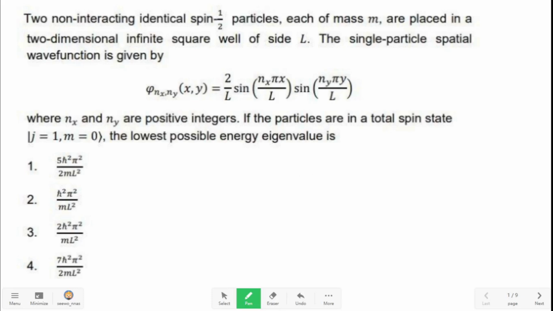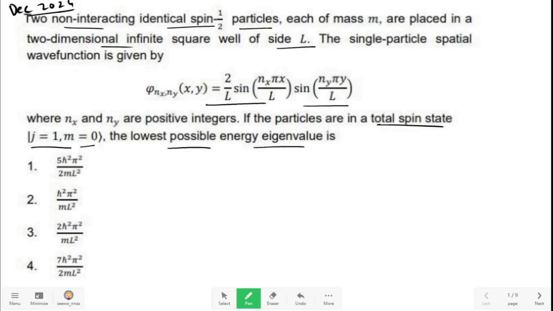In this session, we are going to discuss a question from CSIR NET December 2024. We are given two non-interacting identical spin-half particles. They are placed in a 2D infinite square well of side L. Their spatial wave function is 2 by L sin(nx pi x by L) sin(ny pi y by L). Now the total spin state of the particles is j equal to 1, m equal to 0. We have to find the lowest possible energy eigenvalue.